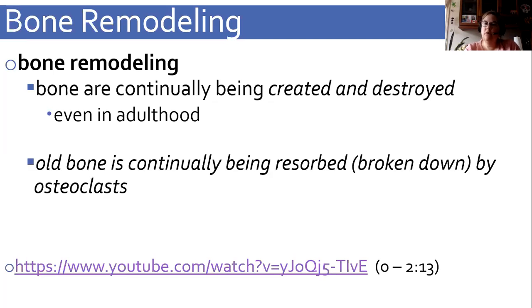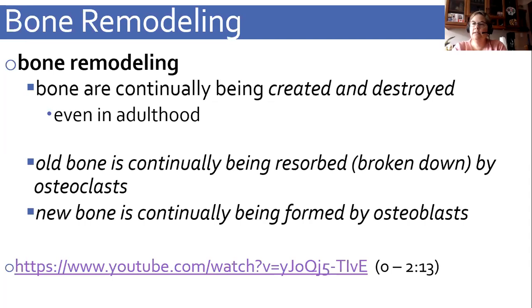So for that to happen, old bone is being resorbed, so broken down by osteoclasts. They're the ones with multiple nuclei. And then new bone is constantly being formed by osteoblasts. So those are the bone forming guys.